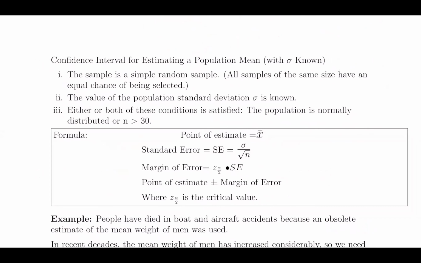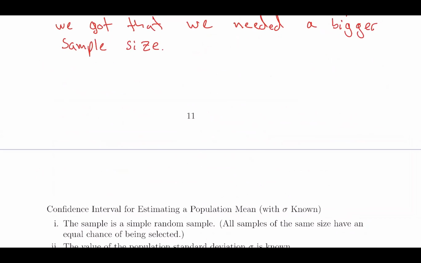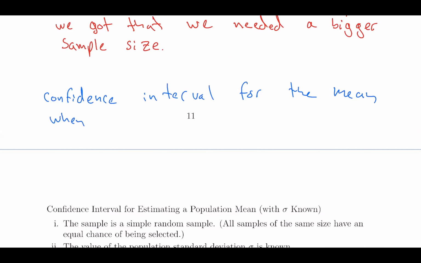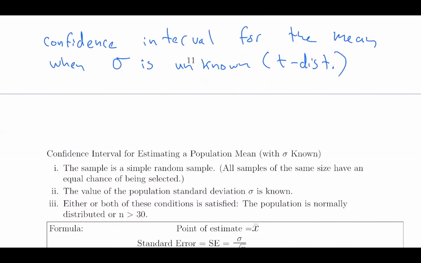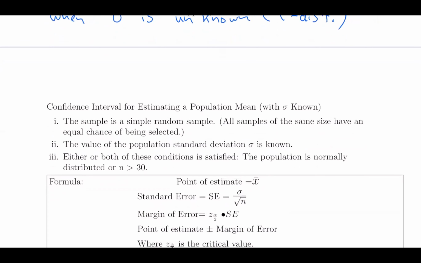Okay. So what we just did was a confidence interval for the mean when sigma is unknown. If sigma is unknown, that means we use the t distribution. That's very important, because now we're going to do the confidence interval for the mean when sigma is known. If sigma is known, the only thing that changes is that instead of using the t distribution, we're going to be using the z distribution.